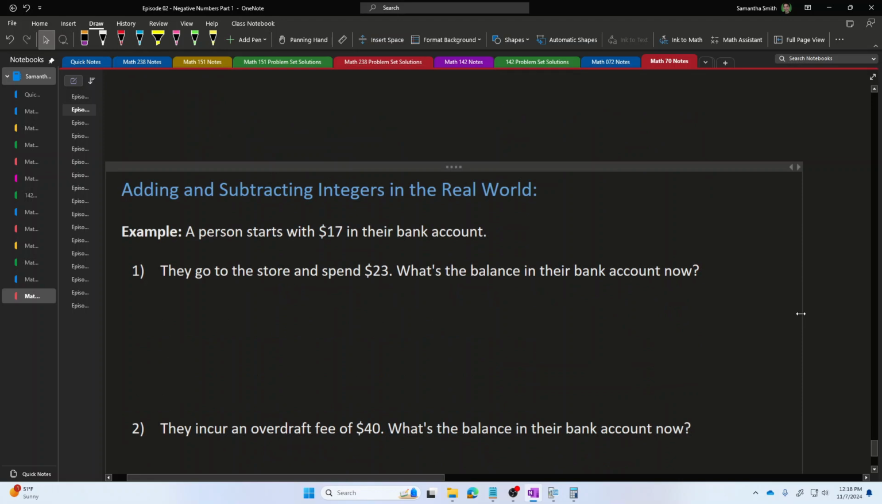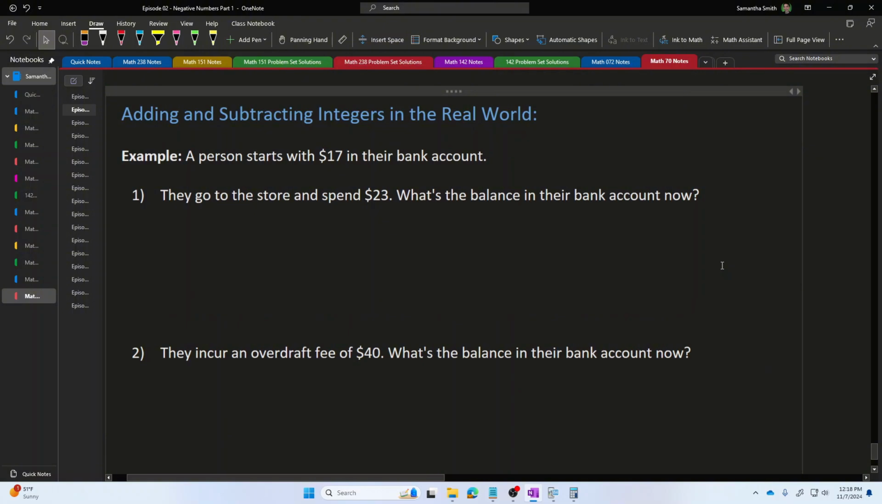Now that we have talked about how to do addition and subtraction, let's talk about a couple of real-world situations where addition and subtraction would be used. So let's suppose that I am starting out and I have $17 in my bank account right now. Starting with that $17 in the bank account, then I'm going to go to the store, but I'm going to spend $23 in the store. If I have 17 and I spend 23, what is showing up in my bank account after doing that transaction?